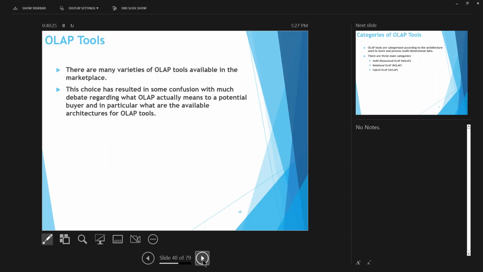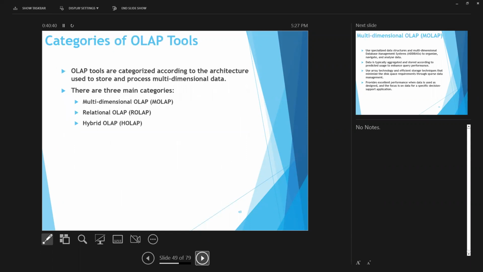There are many varieties of different OLAP tools available. The choice has resulted in some confusion, with much debate regarding what OLAP actually means to a potential buyer, and in particular, what the available architectures for OLAP tools are. So, different categories of OLAP tools are categorized according to the architecture which is used to store and process this multidimensional data. And we'll talk about, there's actually a fourth one. The three main ones are multidimensional OLAP, relational and hybrid, and then there's desktop OLAP, which I added in at the end. We'll talk about each of these categories in the next few slides.